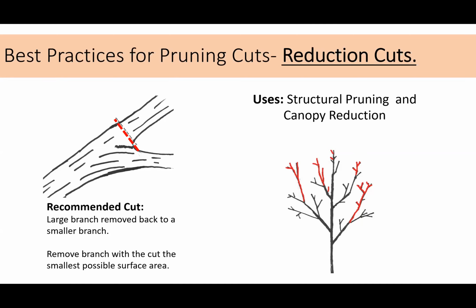The next type of cut, which we do use a lot in pruning, especially structural pruning, is a reduction cut. So reduction cut is removing a branch that is of equal size or larger back to a smaller branch. So taking off a large branch back to a smaller branch. You remove the large branch, leave the smaller branch. Sorry, you reduce the branch. That's going to confuse you guys. You reduce the size of the branch, large portion, smaller lateral branch, right? So it's literal. That's why it's called reduction. You're reducing the size of the branch.